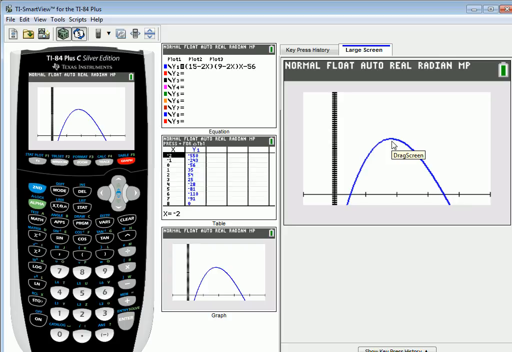I never answered the question of part A. We talked about it, set it up, never answered it. We'll come back to that in a second. And I can see my zeros. How do I find my zeros?